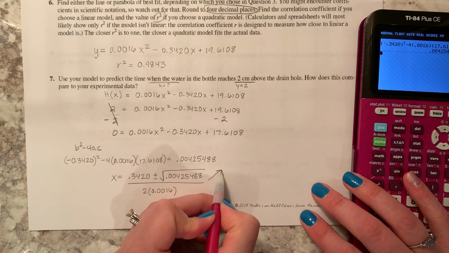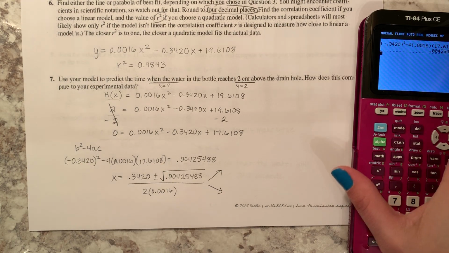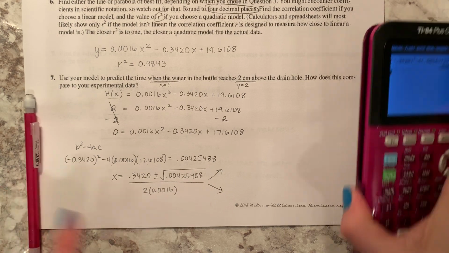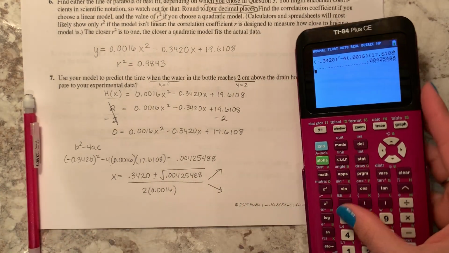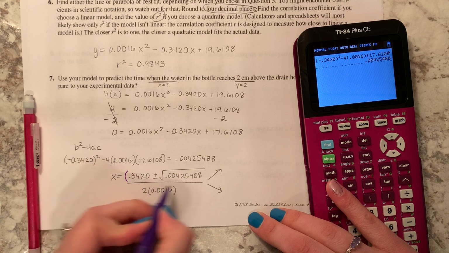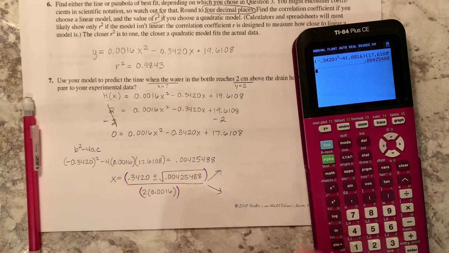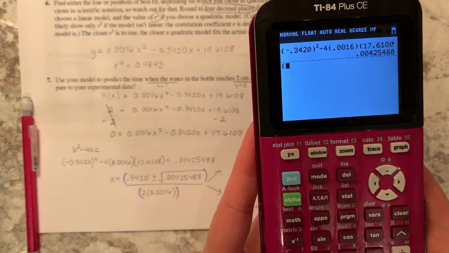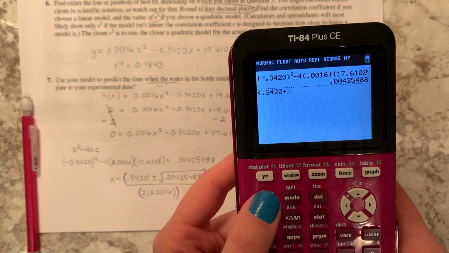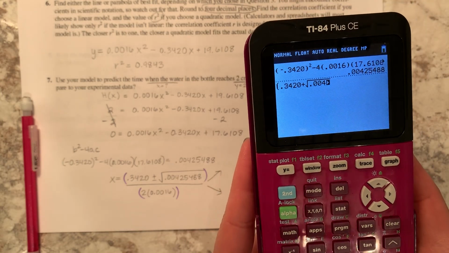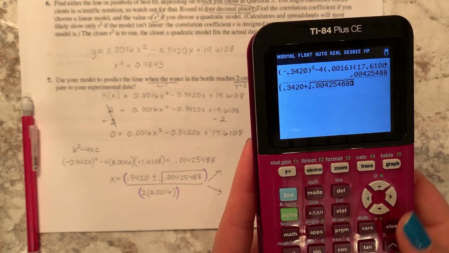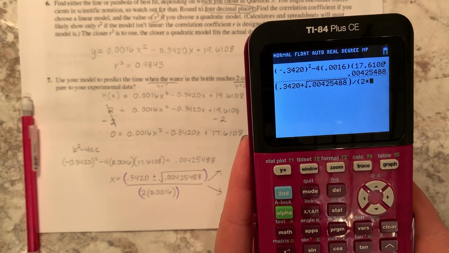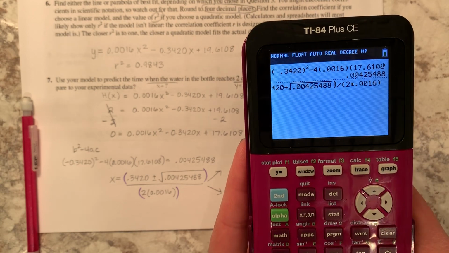Okay? And now we type both answers into the calculator. What I'm going to do is do the plus version first, but remember to use parentheses. We're going to use parentheses around the top and an extra set of parentheses around the bottom. So I'll start by opening parentheses. We've got 0.3420 plus the square root 425,488. Get out of the square root, close the parenthesis, divided by 2 times 0.0016, close the parenthesis.